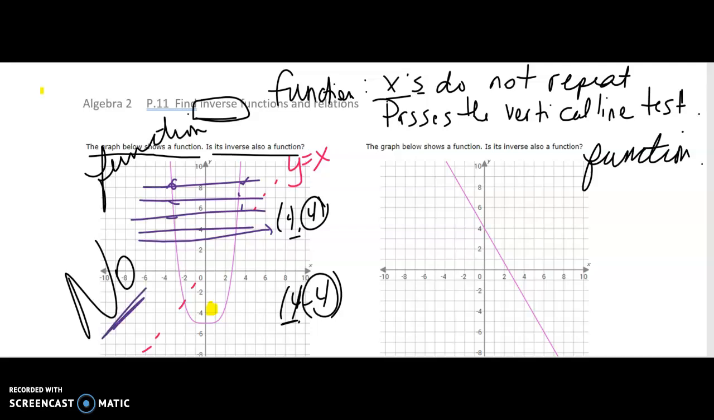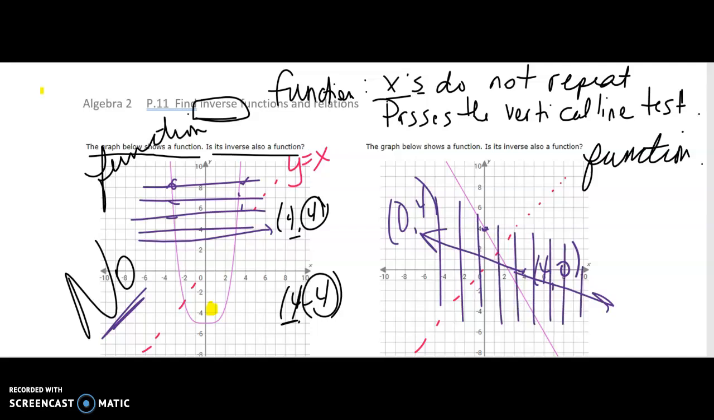On this graph, if this point right now is at 0, 4, then its inverse is going to be at 4, 0. And so it's going to look something like this. Okay? And so if I draw vertical lines all along that, it will only cross that blue line once every single time. So this inverse is a function.